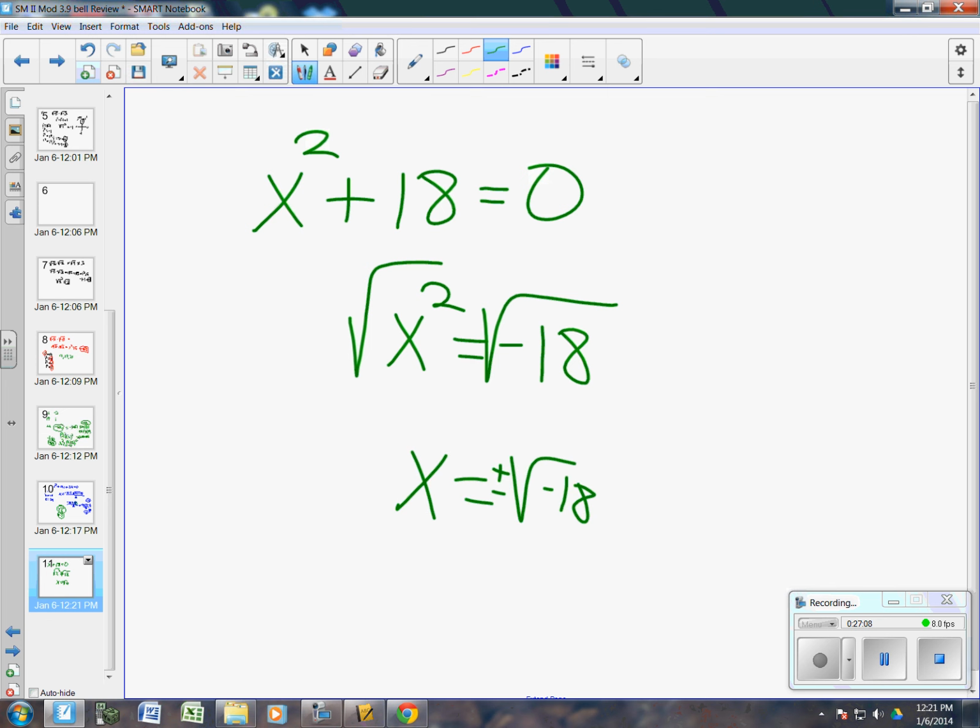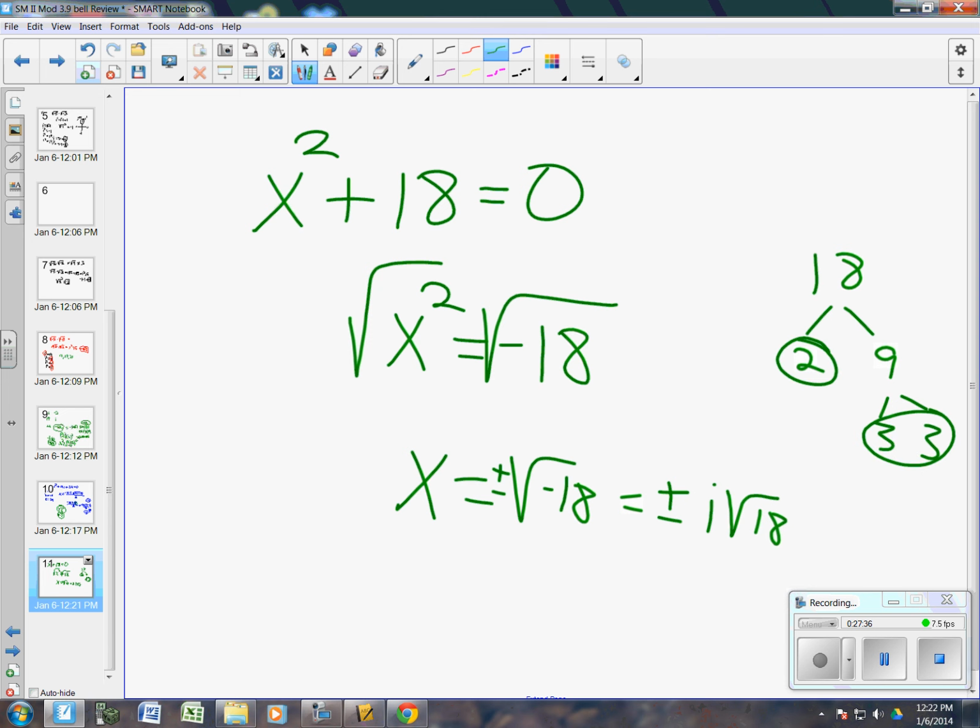Look what happens here. What do I get? I get plus or minus the square root of negative 18. Now, how am I going to write that solution? Well, I could write it as i root 18, but does 18 simplify? Yeah, because we know that 9 breaks down to 3 times 3, right? So root 18 breaks down to 3 root 2. So it's going to be plus or minus 3i root 2.